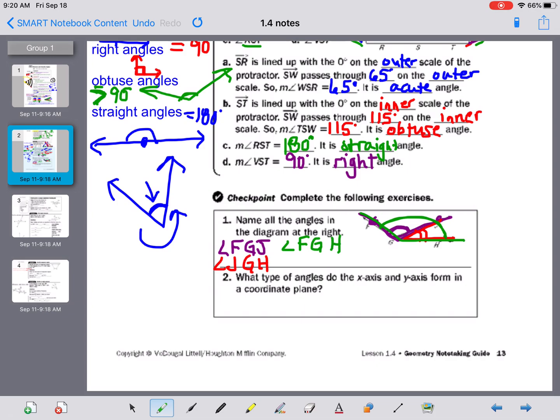All right, next question. What type of angles do the x-axis, x goes this way, and the y-axis goes this way, form in a coordinate plane? Well, that's pretty easy, isn't it? How about a 90-degree or right angle?